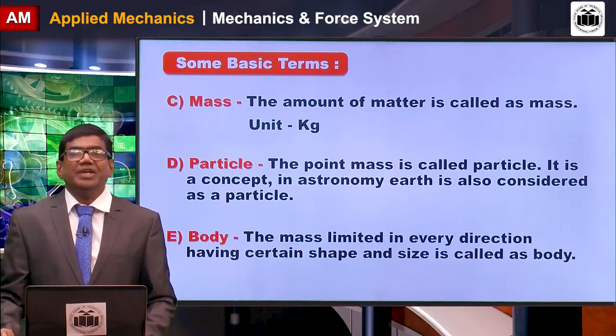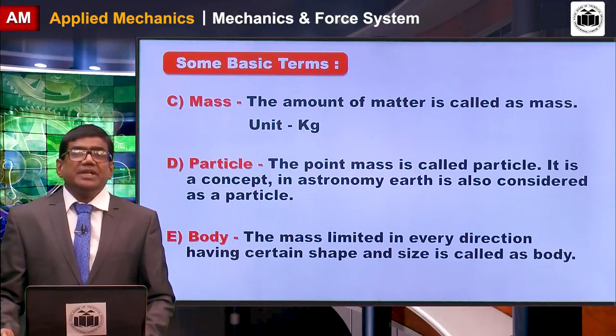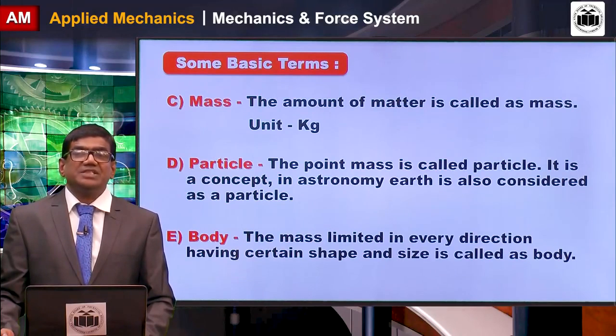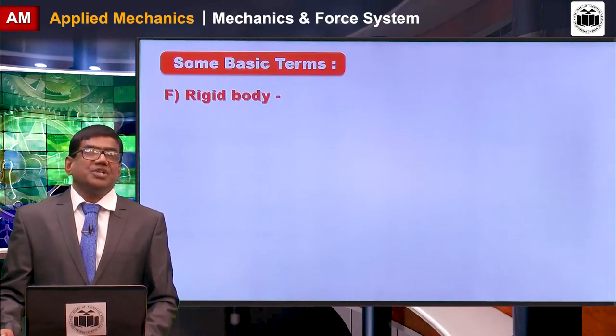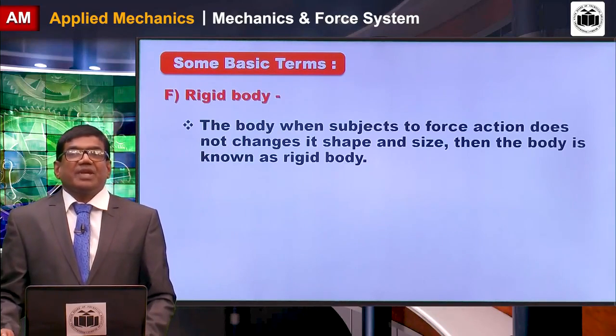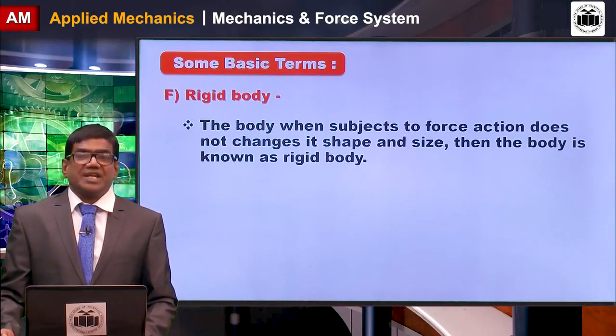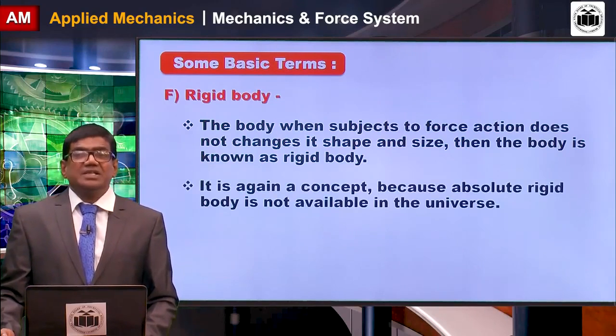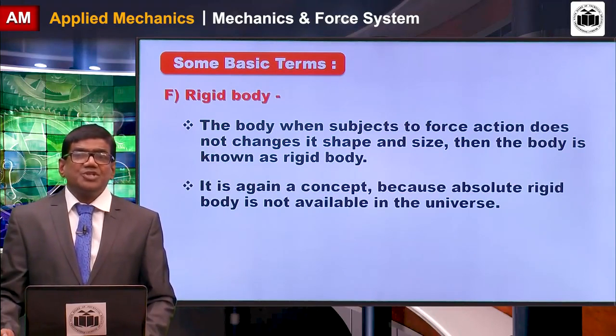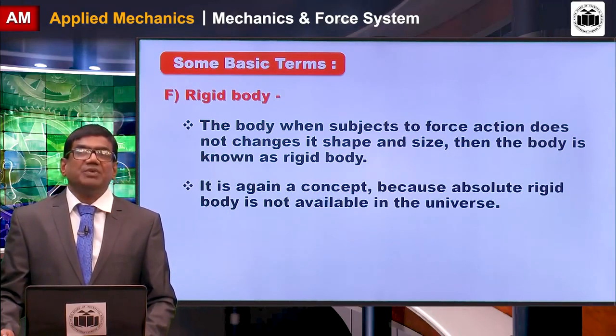Next is the body. The mass limited in every direction having certain shape and size is called a body. Bodies are of two types, regular and irregular. Now rigid body. When a body subject to force action does not change its shape and size, then the body is known as a rigid body. It is again a concept because an absolutely rigid body is not available in the universe.